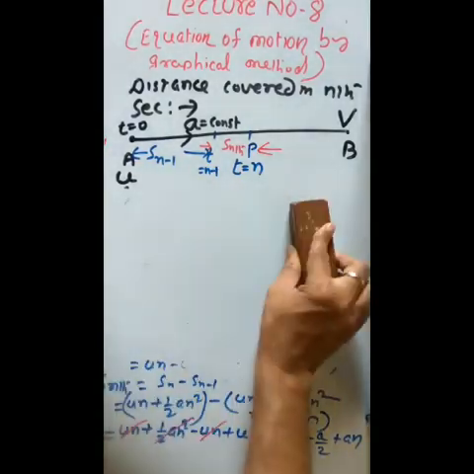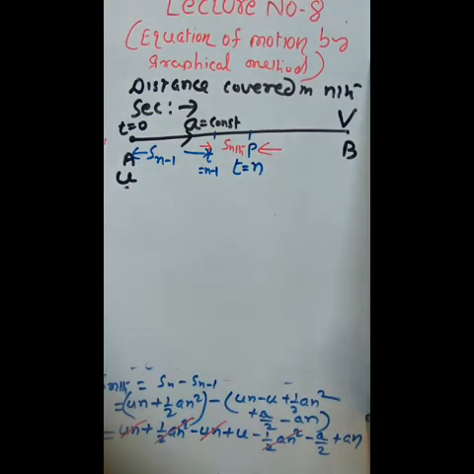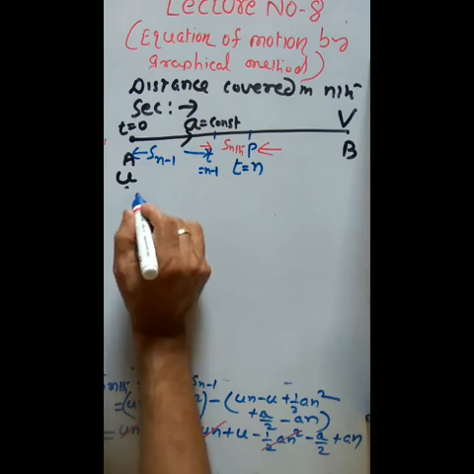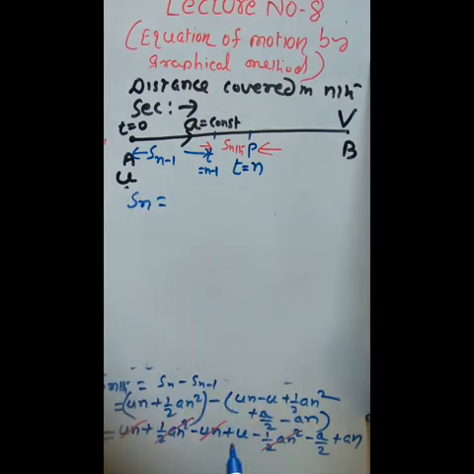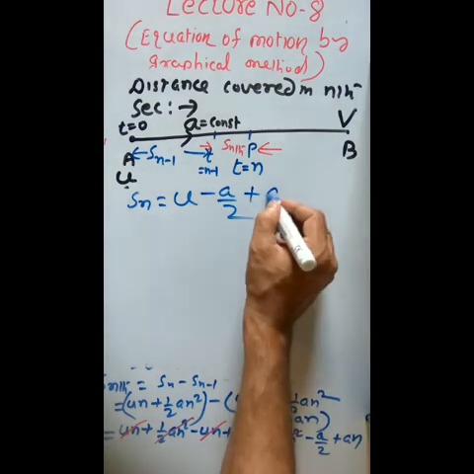Every time you take a screenshot so that you can write these things in your notes. So now you see Sn. So Sn is equal to u minus a by 2 plus an.